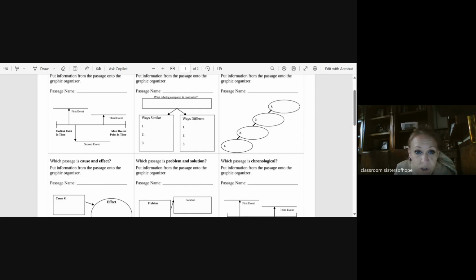The second graphic organizer, this one's going to be comparison contrast, ways are similar, ways are different. The next one is, I can't see that whole screen. Hang on.